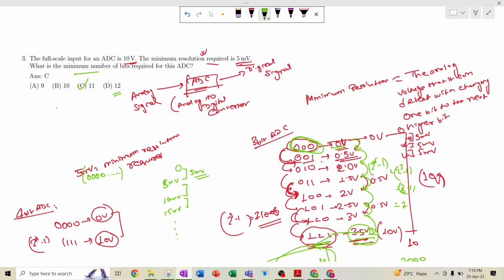Because we are then dividing this 0 volt to 10 volt into a smaller number of levels. That means each level has a very high value. Okay, so that's the thing.